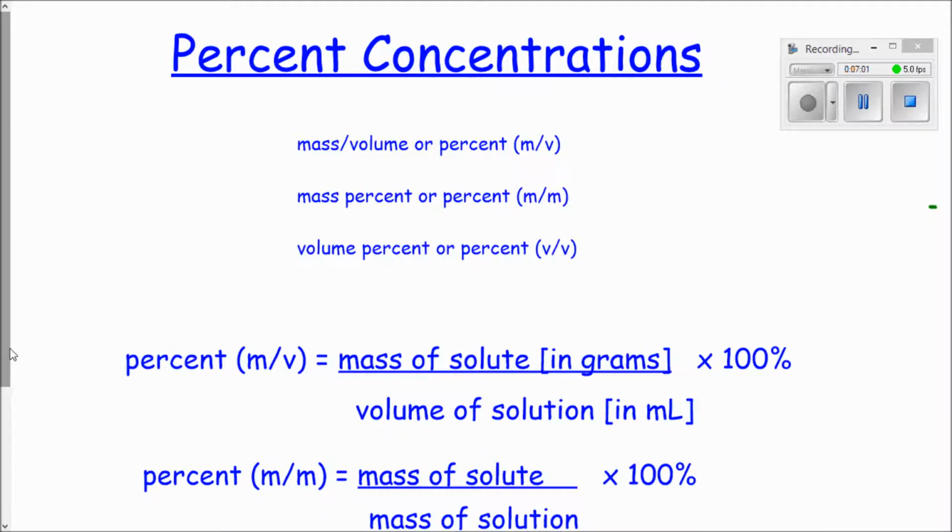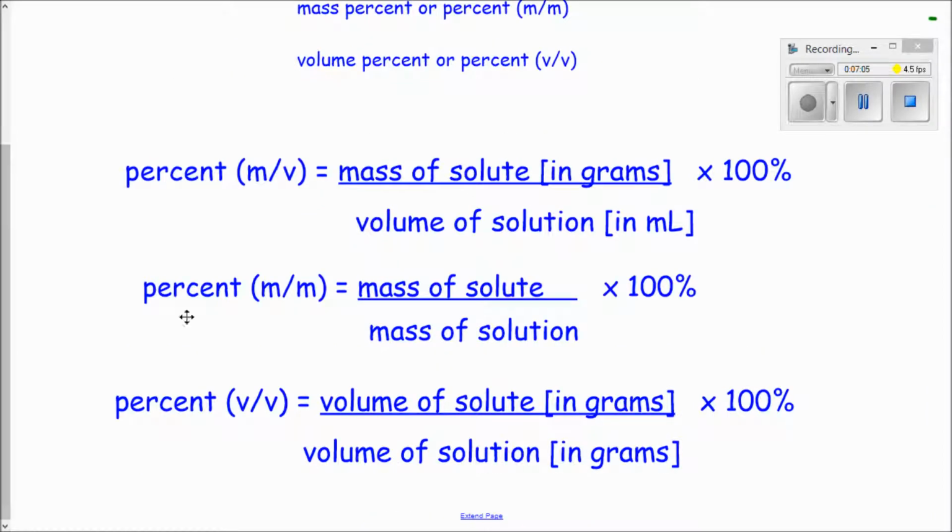I'll explain. So these are the three equations that you're going to write down. You can pause the video and take a look at them. But the first one is percent mass over volume, mass of solute divided by the volume of solution in 100 milliliters times 100%. Same thing, we have our percent mass by mass of solute divided by mass of solution times 100%. And finally, we have percent volume over volume, volume of solute divided by volume of solution times 100%.